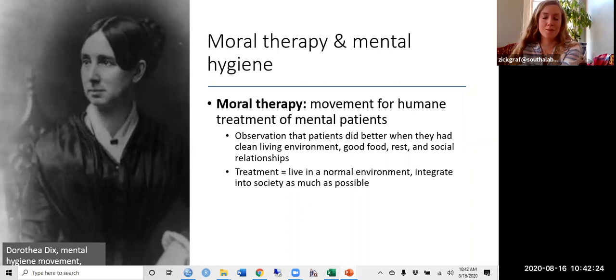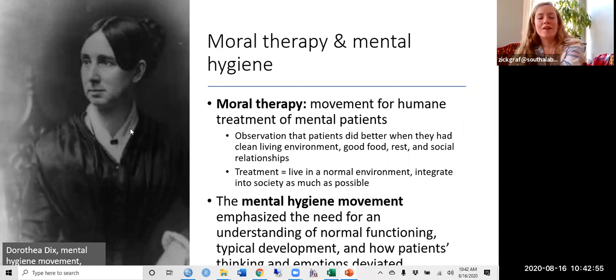Based on that observation and the psychological model of mental illness, that mental illness is really about relationships and having a positive environment, the moral therapy approach to treatment was that people who are institutionalized with mental illnesses should be allowed to live in as normal an environment as possible and be integrated into society as much as possible.